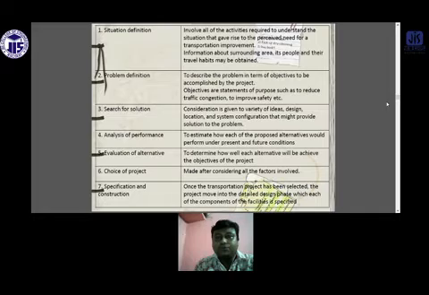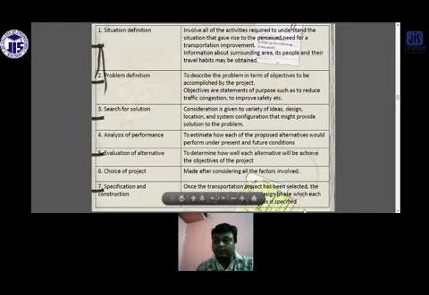and the future condition. Evaluation of the alternatives, to determine how well each alternative will achieve the objective of the project. Next is the choice of the project, made after consideration of all factors involved, and then specification and construction. Once the transportation project has been selected, the project moves into the detailed design phase, in which each of the components of the facility is to be specified.